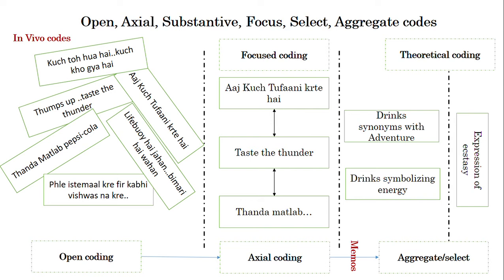Why? Because these three codes talk about a similar object or entity, whereas in the open coding there were many codes that talk about different topics. कुछ तो हुआ है कुछ हो गया है was a movie song. आज कुछ तूफानी करते हैं has been taken from the Thumbs Up advertisement. Then Life Boy is from a soap advertisement. So everything is different here.